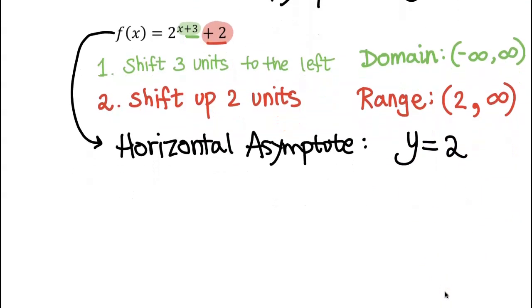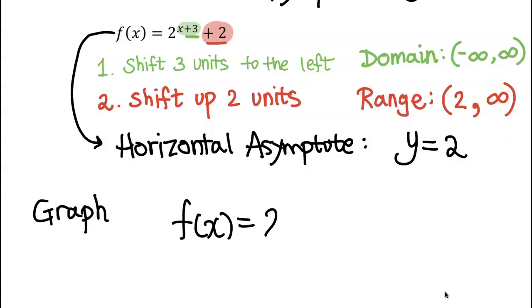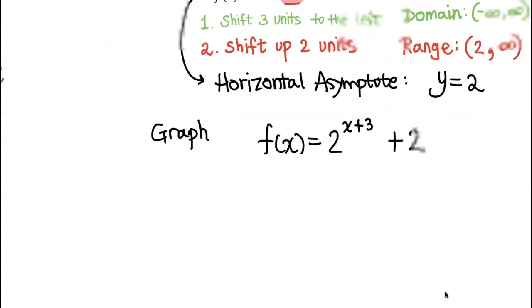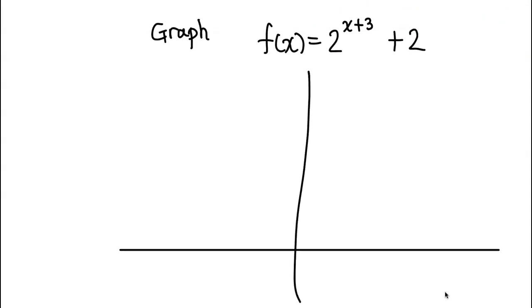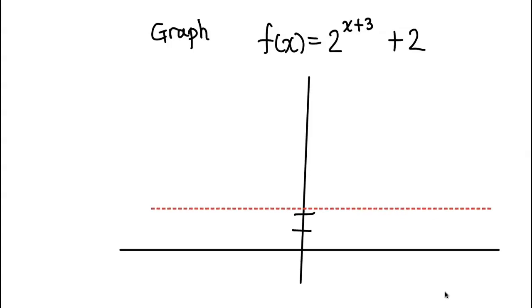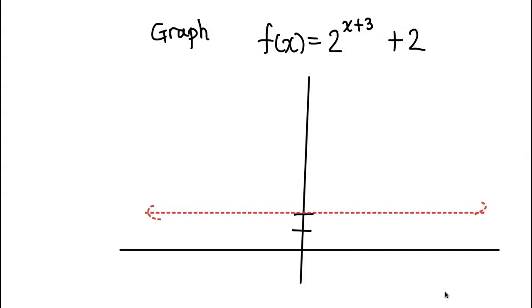So let's graph down here. Let us graph f of x equals 2 to the x plus third power plus 2. Now let's start by sketching the xy axis. Here's the x-axis. Here's the y-axis. And what I'm going to do is go up 2 and sketch the horizontal asymptote at y equals 2. So this is going to be like our little guiding line. The graph will not cross. All right, I think I should move it down just a little bit.